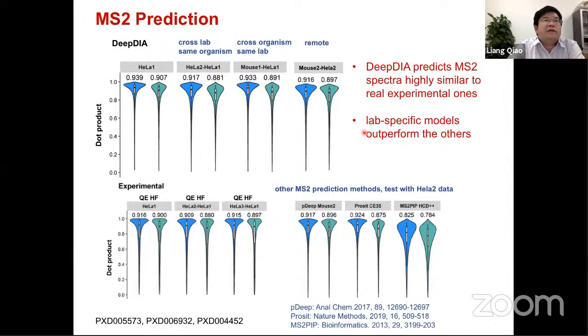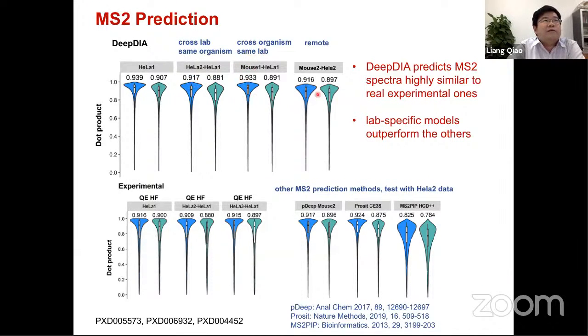So what are the lab-specific models? That means we use the data generated from the same lab to train a model, and then we test the model on another data set also generated by the same lab. So for example, here we use the HeLa data to train the model, and then we predict the mouse sequences and compare with the experimental results from the same lab.